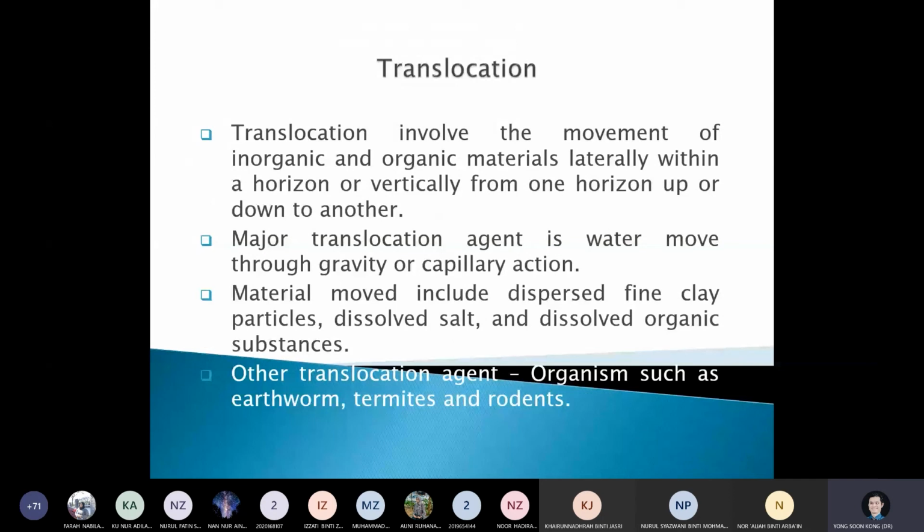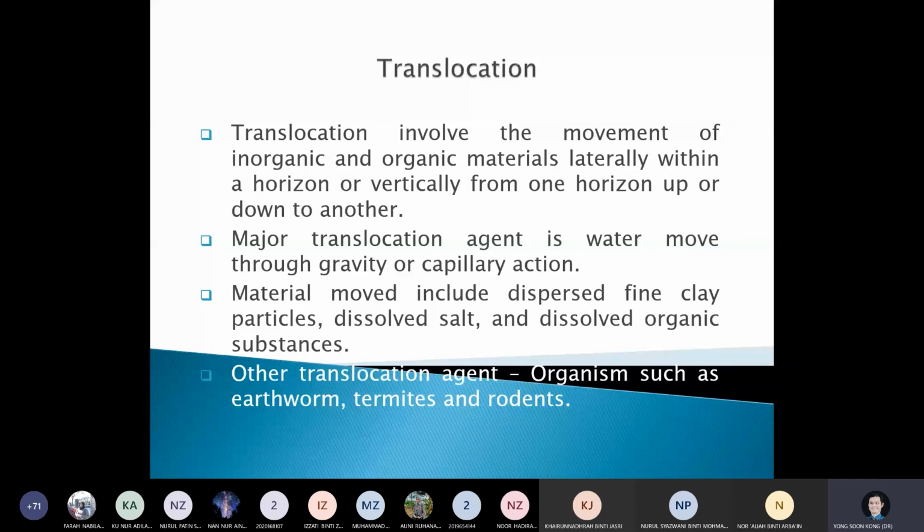Now, translocation, as you can see from the word itself, means some movement. Okay, so let's see, how does it move? Translocation involves the movement of inorganic and organic materials laterally, within the horizon. Laterally means side by side, from left to right or right to left. Within the horizon means it happens within one same layer. So they move from side to side, which is possible, but not common.